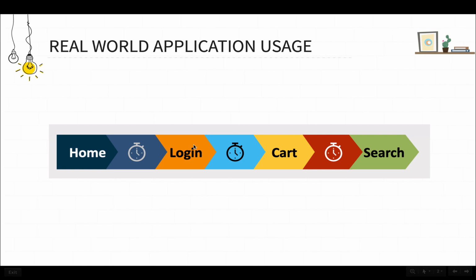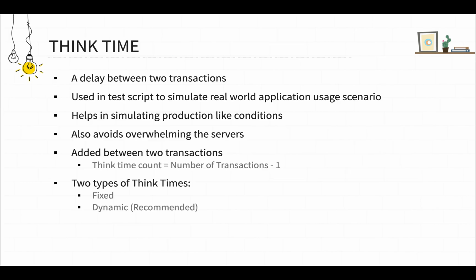So there is always some delay involved between any two transactions, for example between the homepage and login transactions. This delay between two transactions is called the think time. It is used in the performance test script to simulate a real world application usage scenario, and it also helps in simulating production-like conditions by introducing a delay between two transactions.